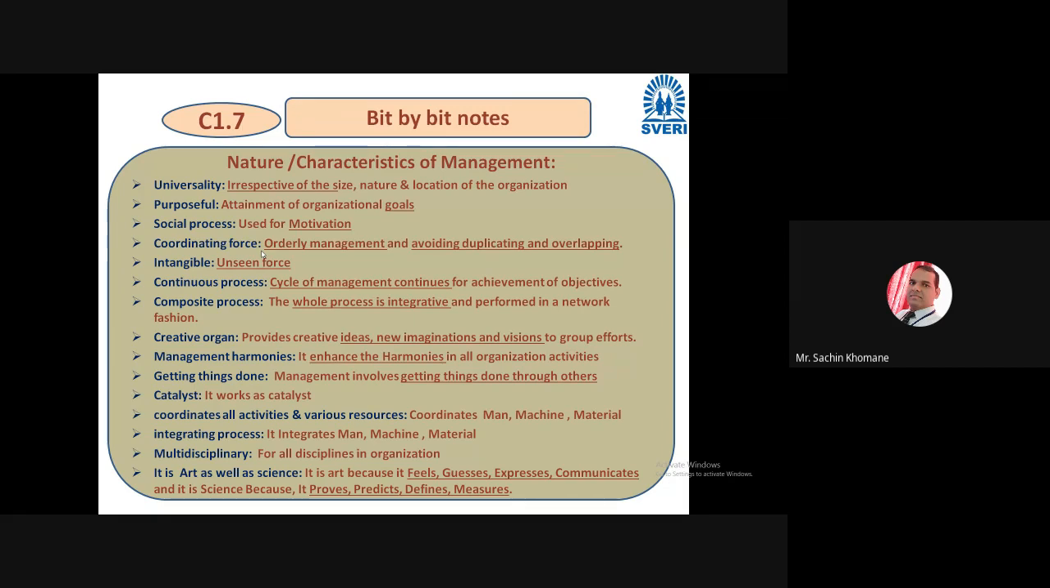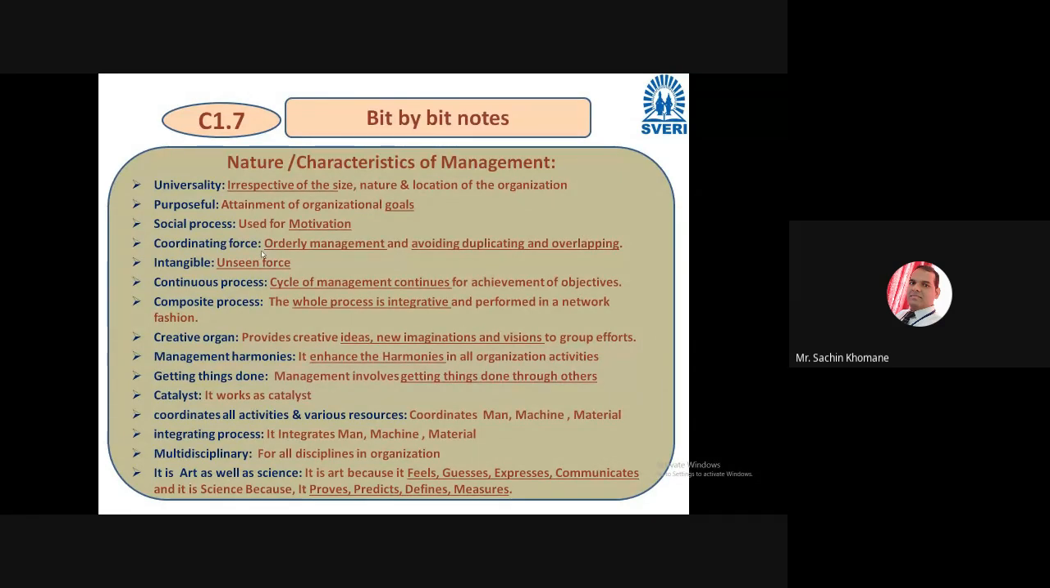Then the next characteristic is that it is a composite process. Why is it called a composite process? Because the whole process is integrative, and performed in a network fashion. Getting? So composite process, why is it? Because the whole process is integrative and performed in a network fashion. Why is it an integrative process? Because everything is integrated there. Man, machine, material, money, right? Everything is integrated there, and you have to take decisions, or you have to manage everything in the organization, this man, machine, material, money, whatever it may be. So that's why it is called a composite process.